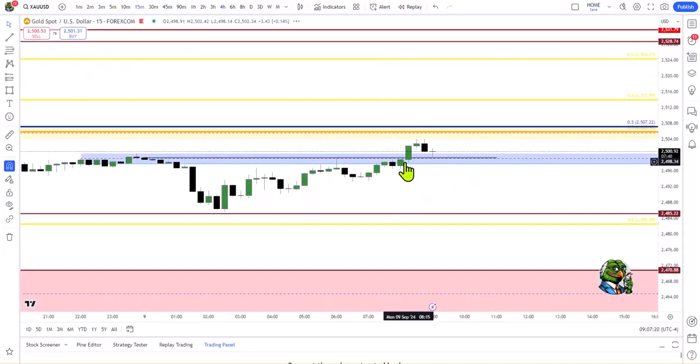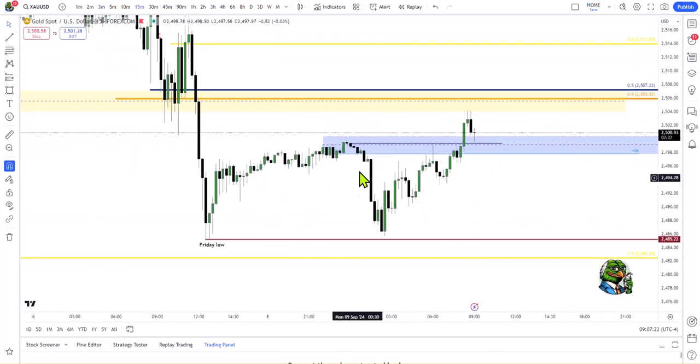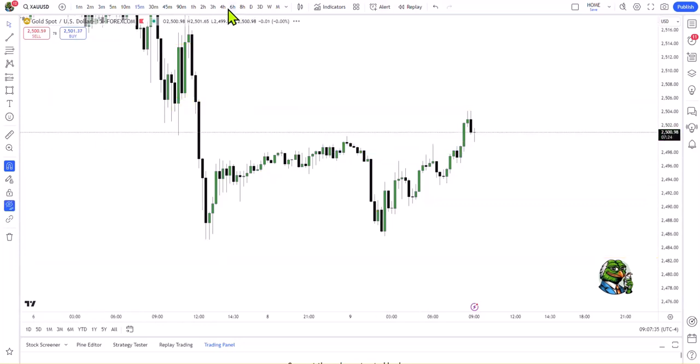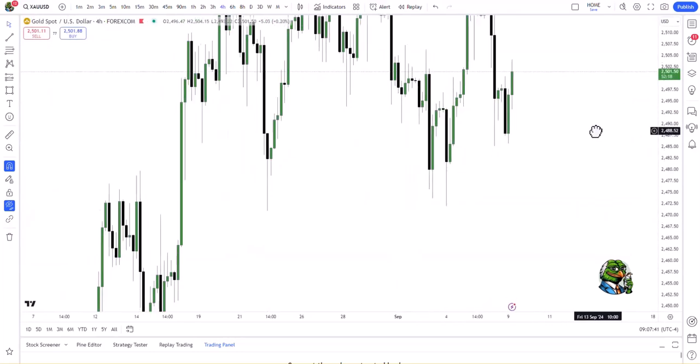I'm not at this stage looking to add any more onto this particular long, because I don't like this choppiness that we've had on this move up, and this Friday's low still intact, and these are pretty clean equal lows. And of course we have high time frame equal lows as well. If we go back to a 4 hourly chart, we still have equal lows down here, and that's tapping into that 2470 level, so they're going to be taken at some point.